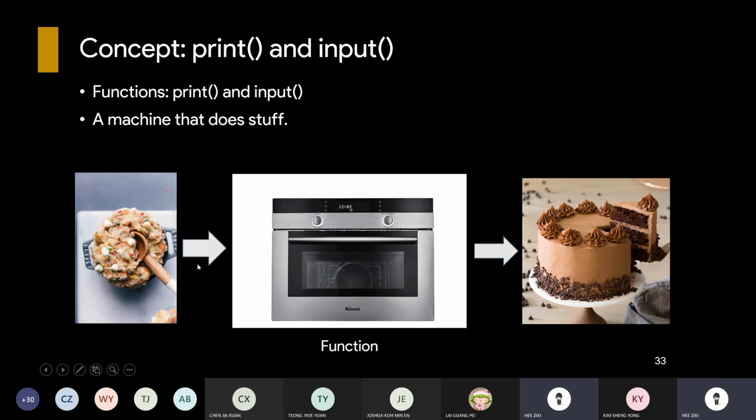Print and input are essentially functions. What is a function? You can think of functions as a machine that does stuff. It is provided by the language. For a machine, for example an oven, as you can see here, you can give it things. For example, you have a cake mix, you put it in the oven, it will give you cake.